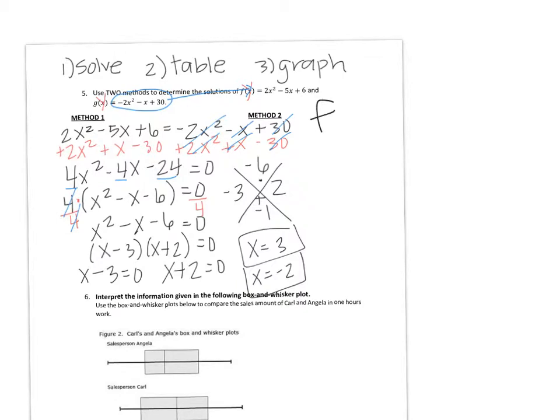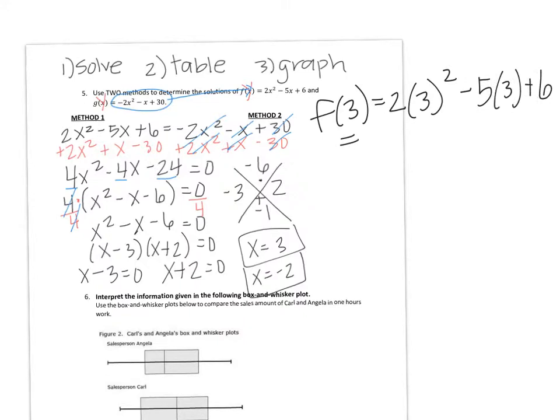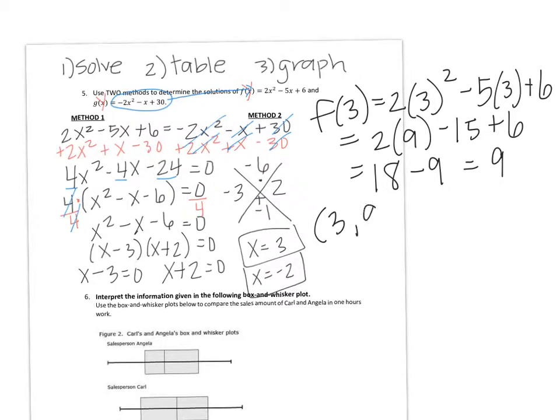So if I do f of positive 3 equals 2 times 3 squared minus 5 times 3 plus 6. That's going to be 3 squared is 9. Negative 5 times 3 is negative 15 plus 6. 2 times 9 is 18. Negative 15 plus 6 is negative 9. And then 18 minus 9 is 9. So if I plug in 3 into f of x, my answer is 9. So therefore, one of my solutions is 3, 9.